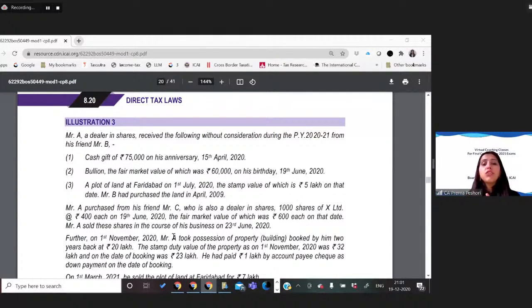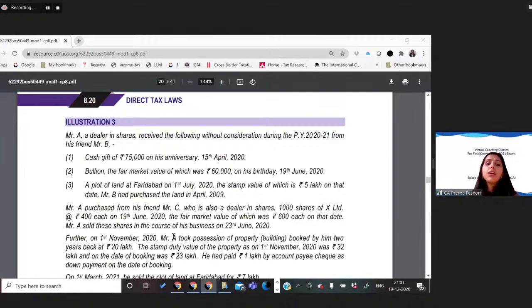Then Mr. A purchased from friend who is dealer in shares 1,000 shares, and Mr. A is also a dealer. So for him, the shares are stock in trade. So if the stock in trade is received, that will not be considered under 56(2)(x). Only the capital assets are covered under 56(2)(x). If shares were capital assets, it would have been taxable. Since the shares are stock in trade for Mr. A, it will not be taxable under 56(2)(x), right?